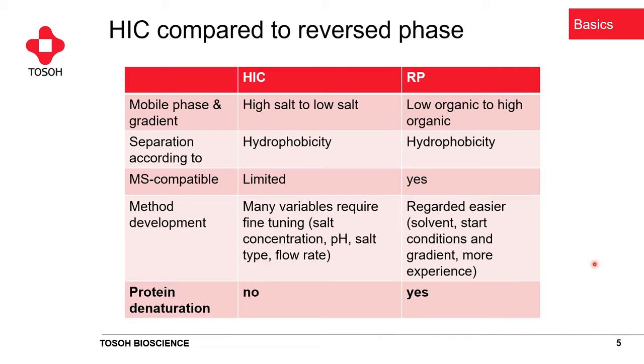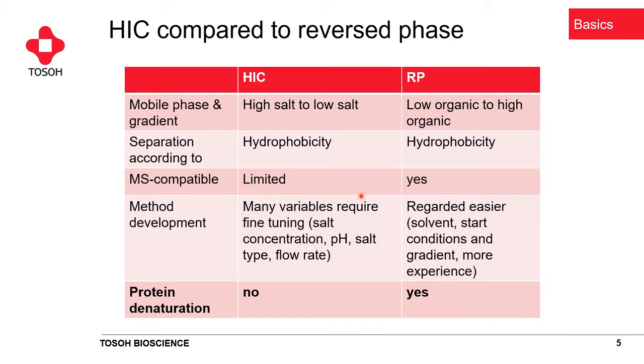Other differences include the compatibility with mass spectrometry. There we definitely have an advantage for reversed phase applications, because you can directly connect your separation with mass spectrometry, which is not the case for hydrophobic interaction chromatography, of course, as there we have a high salt concentration, which is not compatible.